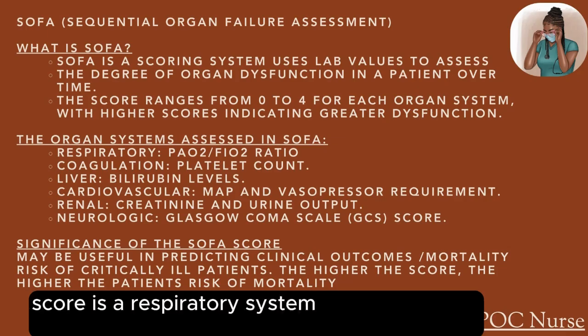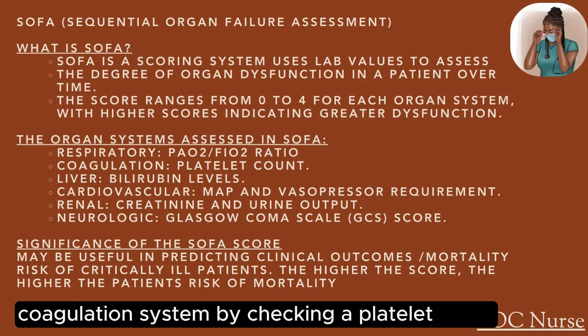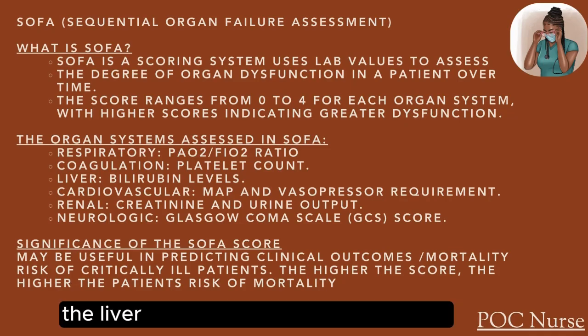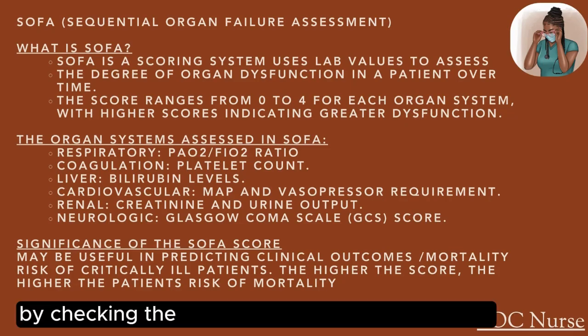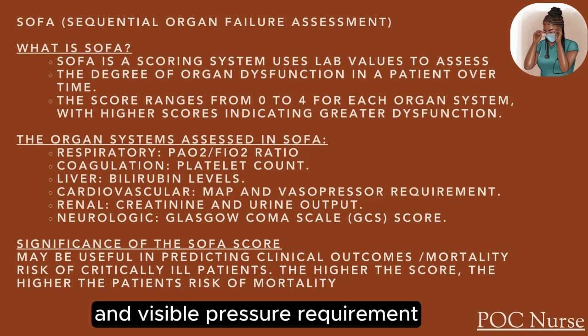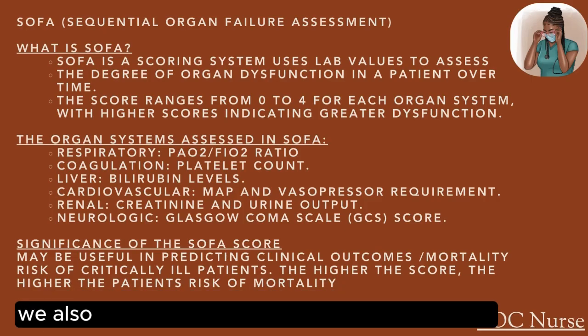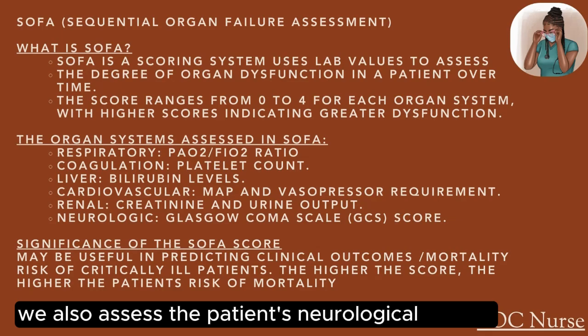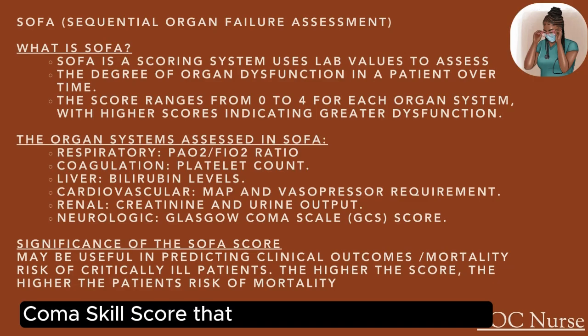The respiratory system by using the PF ratio, coagulation system by checking a platelet count, the liver by checking the bilirubin levels, the heart by checking the patient's mean arterial pressure, MAP, and vasopressor requirement. The kidneys or the renal system, in this case, we check the patient's creatinine and urine output. We also assess the patient's neurological system by checking the patient's Glasgow Coma Scale score. That is the patient's GCS score.